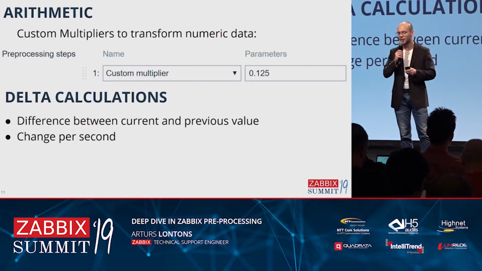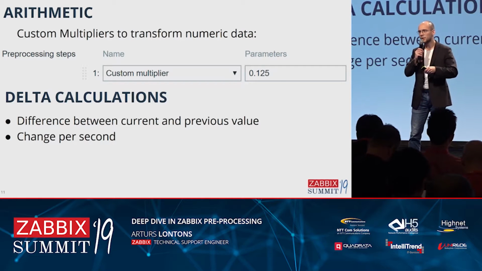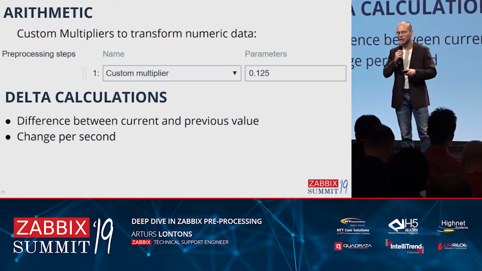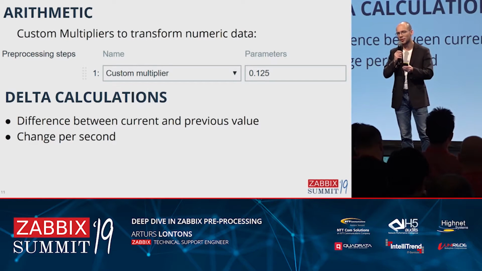Most of you should probably be familiar with this. For example, network traffic. That would be delta speed per second. Essentially, for simple changes, it's just the previous value minus the current value. And for change per second, we also take into account the time when the data was gathered.